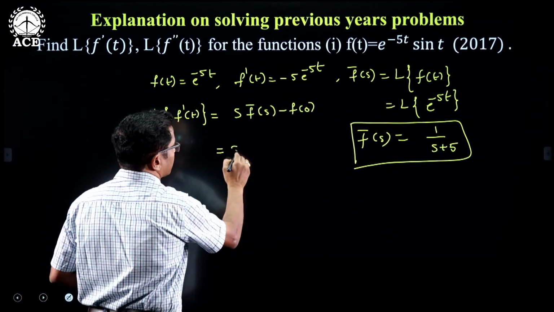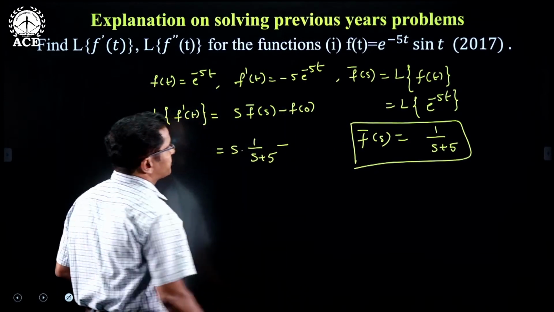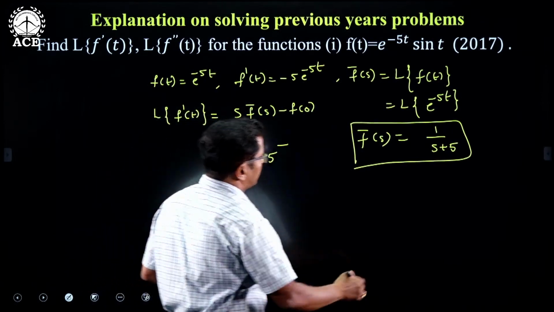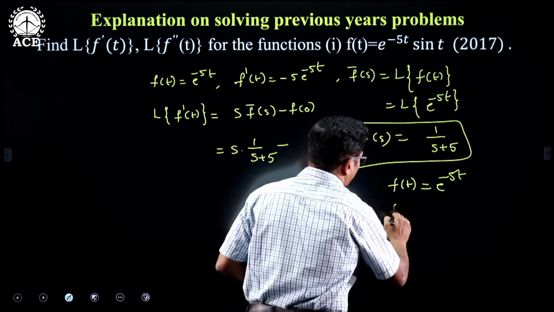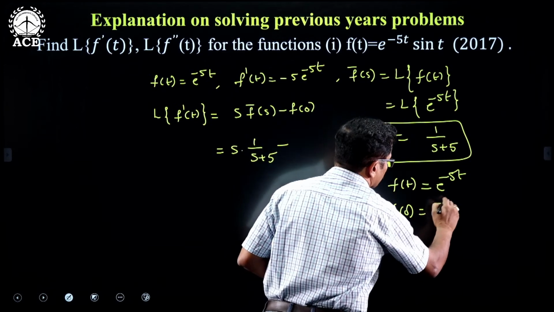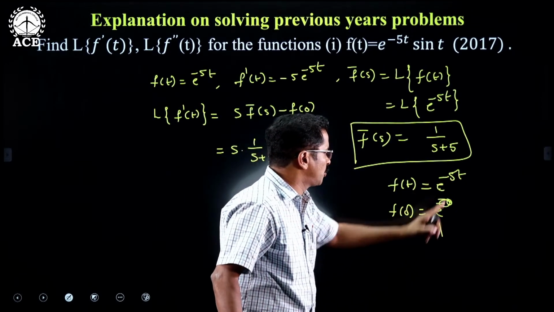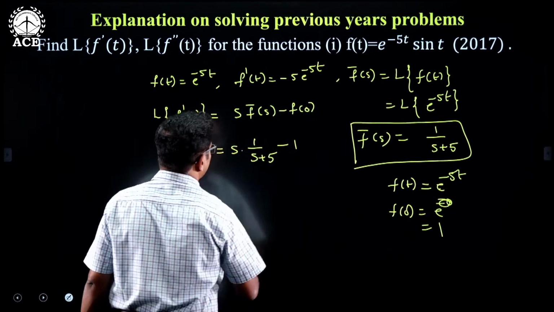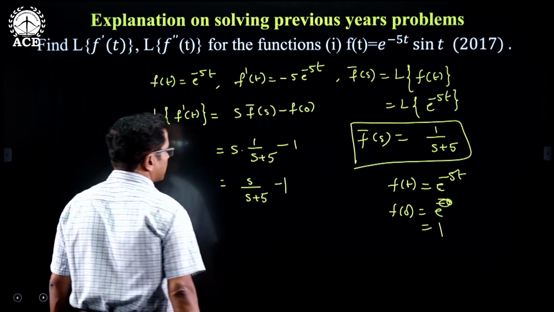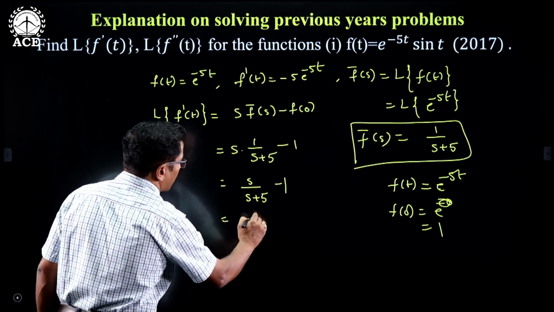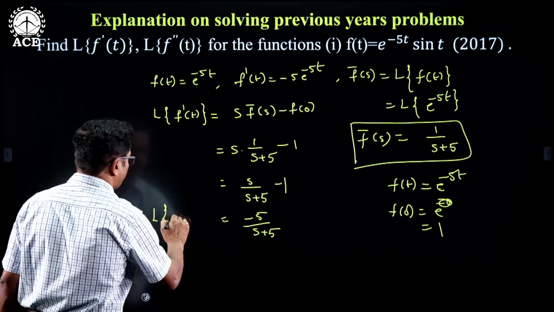So which is equals s into 1 by s plus 5 minus f of 0. What is f of 0 you will get here? F of t is e power minus 5t. F of 0 is e power minus 0, means e power 0, it is going to be 1. If I put t as 0, e power 0 we get is 1. So minus 1. So which is equals s by s plus 5 minus 1. Okay. So which is equals minus 5 by s plus 5. This is L of f dash of t.